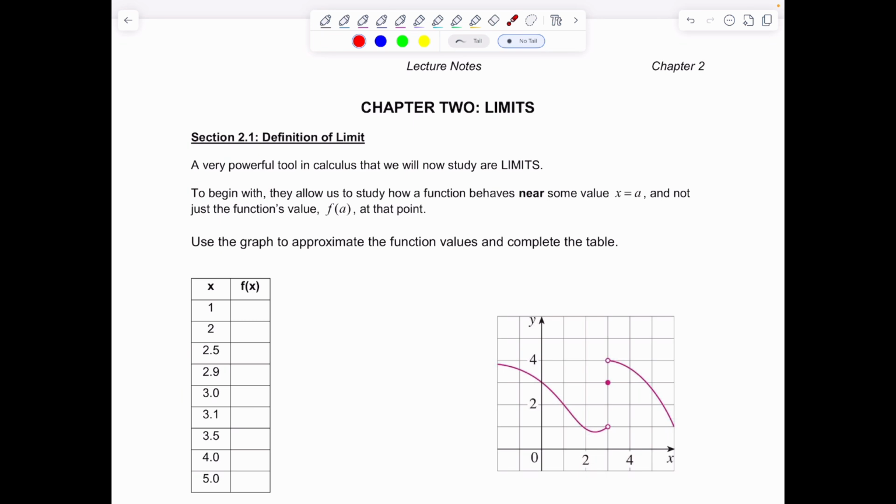Okay, so to kick things off, we're starting with lesson 2.1 from chapter 2 on limits, and we're just going to go over the definition of a limit. Now, a very powerful tool in calculus that we're going to study are limits. To begin with, they allow us to study how a function behaves near some value, x equals a, and not just the function's value, f of a, at that point.